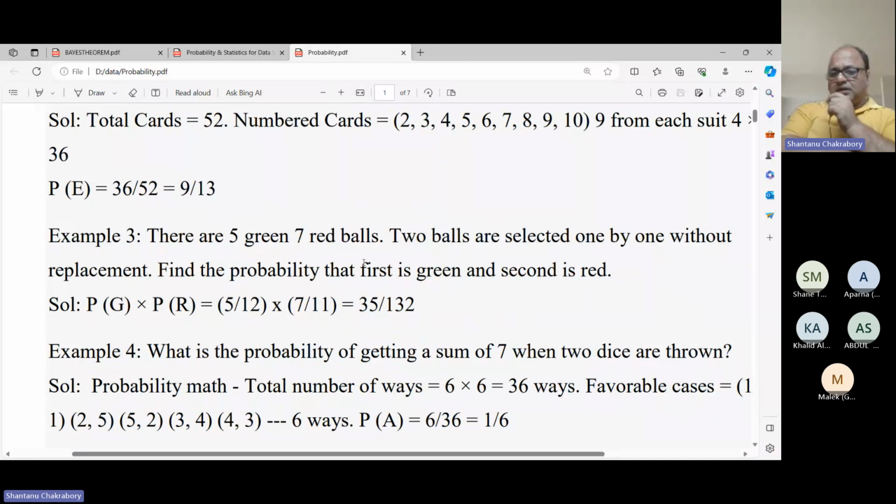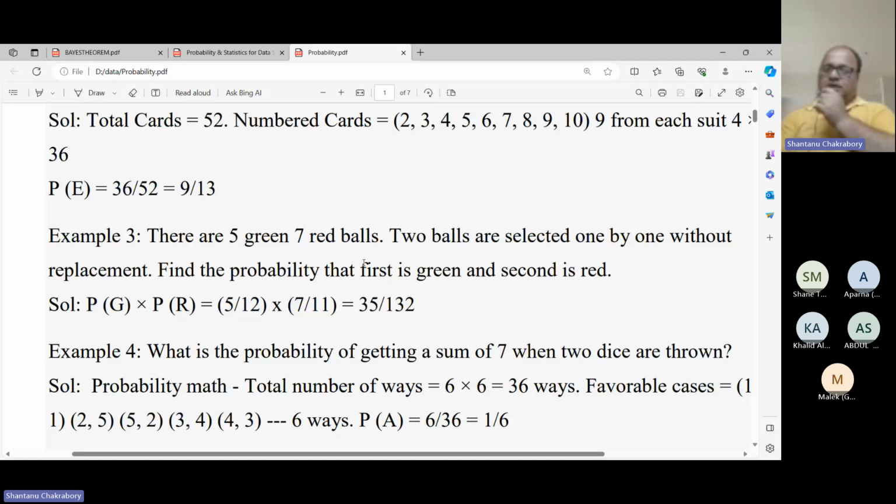Then what are the favorable cases? What is the event space here? The event that their sum is 7. 1 and 6 is 7. 2 and 5 is 7. 5 and 2 is 7. 3 and 4 is 7. 4 and 3 is 7. So there are 6 ways where the sum of the outcomes of the first dice and the second dice is equal to 7. That becomes 6 by 36, that is 1 by 6. So 1 by 6 is the probability of getting a sum of 7 when 2 dice are thrown together.